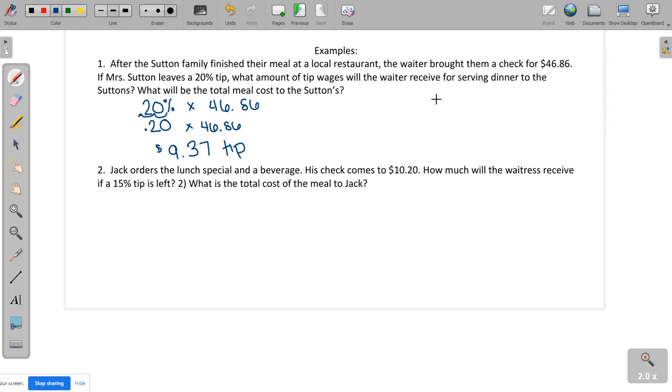Now for the total bill, we take the tip amount and add it to the check amount. The check was $46.86. We add $9.37 to it. So the total bill is going to be $56.23.